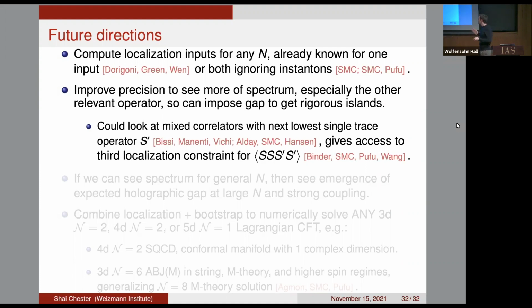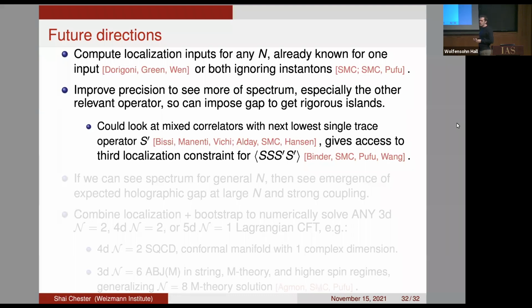So there are two methods we're approaching in order to try to get to this point. One thing is just to brute force increase the bootstrap precision by increasing the value of capital Lambda, and it's conceivable that by doing that and with lots of computing power, maybe we could just get these islands. Something which is a bit more intelligent, though, is to look at a mixed correlator system. So far we've just looked at a correlation function of the stress tensor operator, but we could look at mixed correlators involving the second lowest half-BPS single trace operator, which I call S prime.